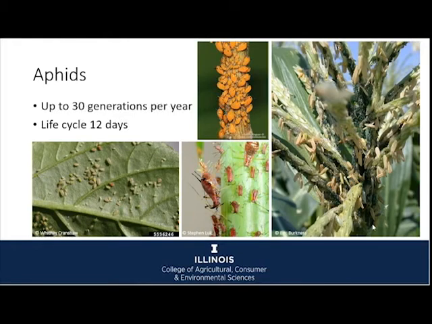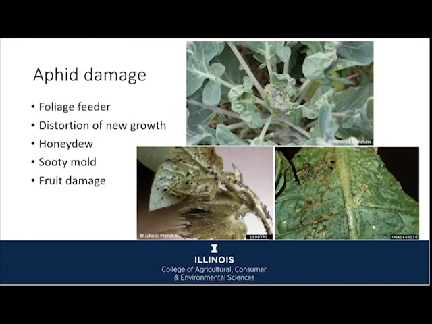So you can imagine, and I'm sure anybody who's seen aphids, they're not there one day and all of a sudden they're everywhere. And the aphid damage that you generally see on most things is they do feed on the foliage and you have this distortion of new growth, but you also have that sticky honeydew and the sooty mold that builds up when they're there.